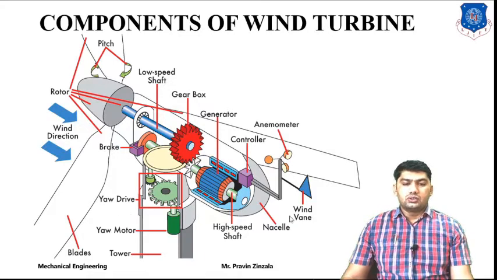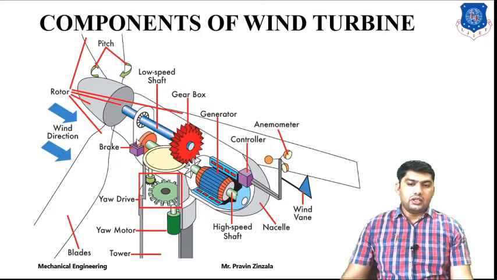Other components are also utilized, such as the anemometer. It is used for measuring wind, and the wind vane is also utilized for the specific direction of wind. So these are the basic components of our wind turbine.